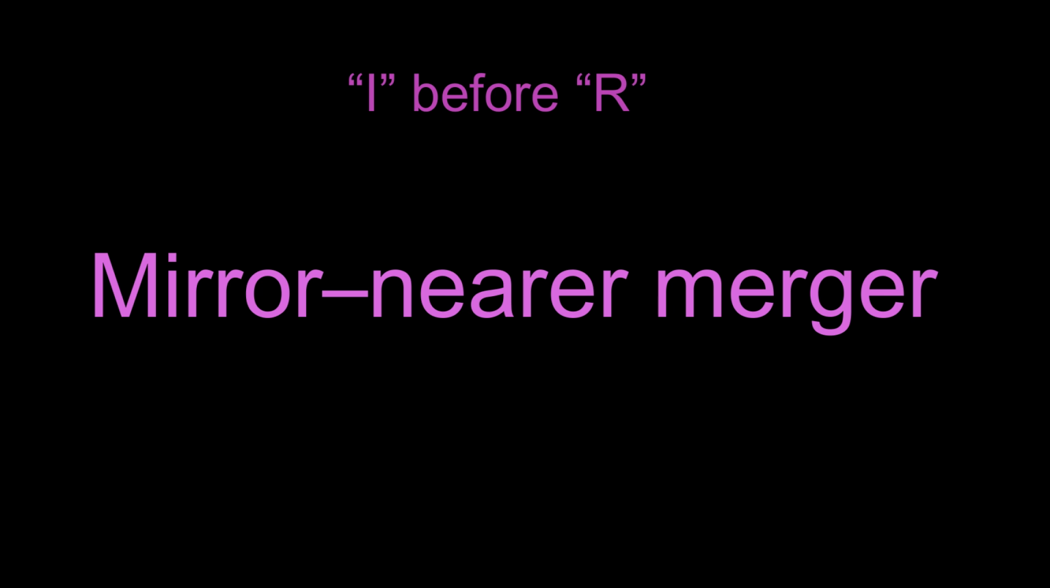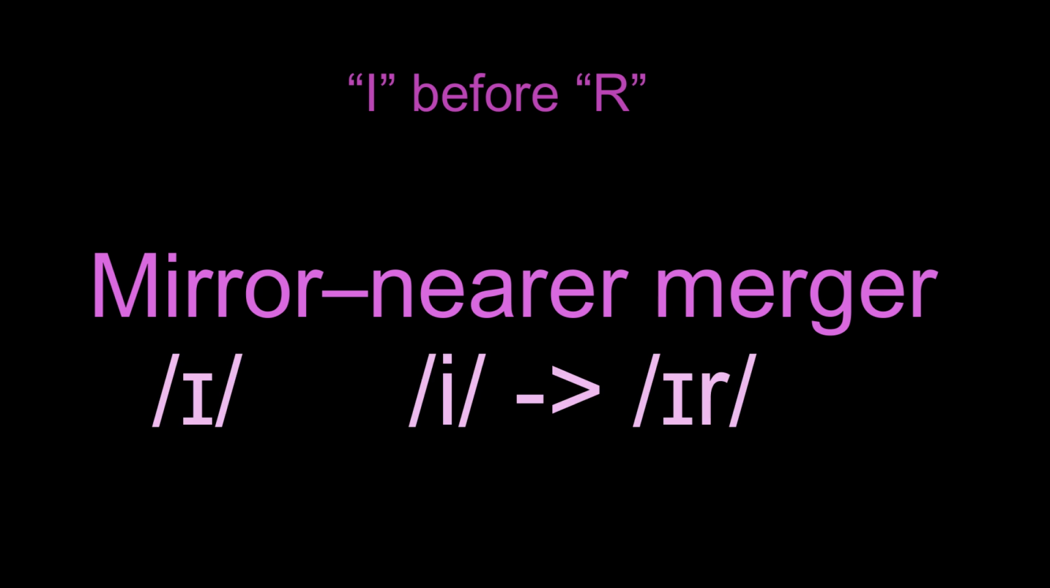Mirror-nearer merger. In standard American English, mirror and nearer rhyme as both are pronounced with the R-colored vowel ir. Originally, one was pronounced with I and the other with E. This merging of high front vowels before the intervocalic R is called the mirror-nearer merger.